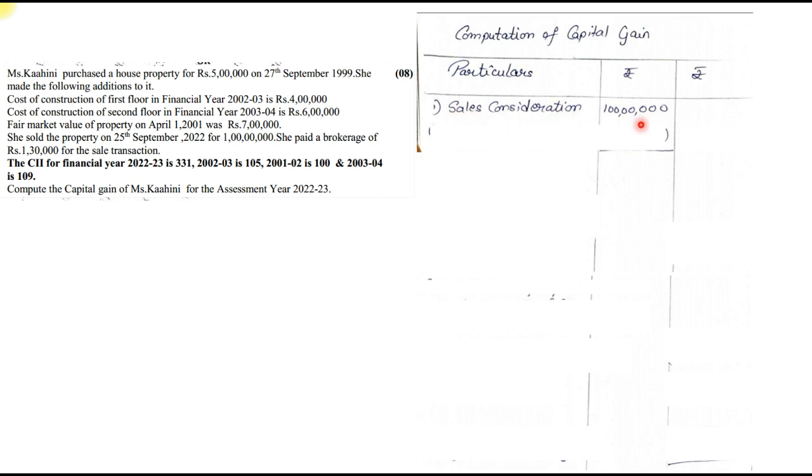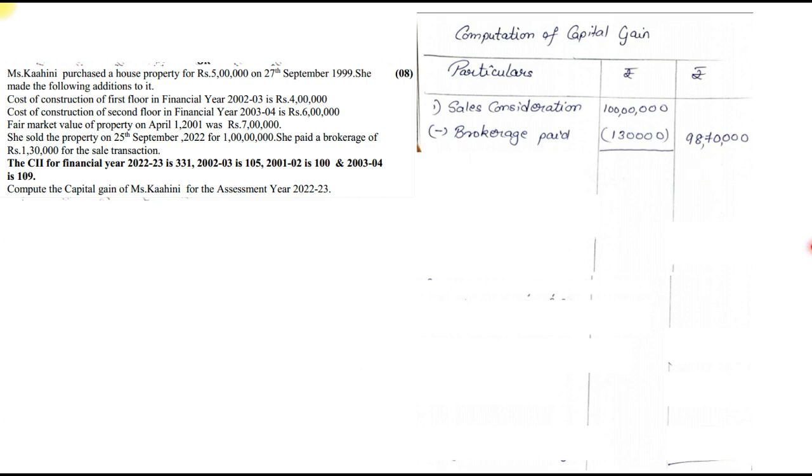After sale consideration comes less brokerage or transfer fees, whichever of them is given. Here she paid a brokerage of 1,30,000. So less brokerage paid 1,30,000. Our net sale consideration comes to 98,70,000. That is always step one.